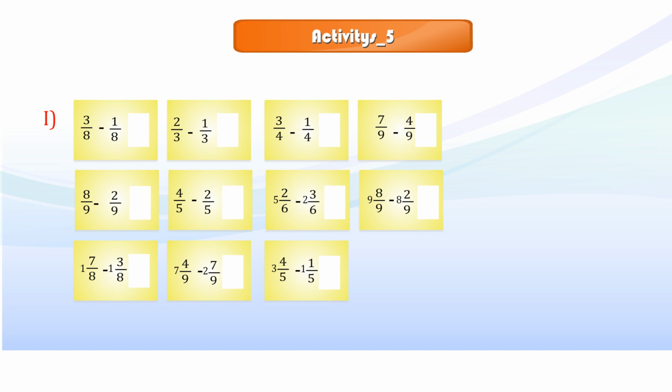5 3 by 4 minus 2 1 by 4. 9 8 by 9 minus 8 2 by 9. 1 7 by 8 minus 1 3 by 8. 7 4 by 9 minus 2 7 by 9. 3 4 by 5 minus 1 1 by 5.